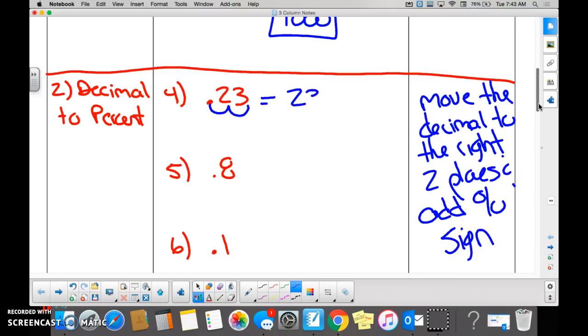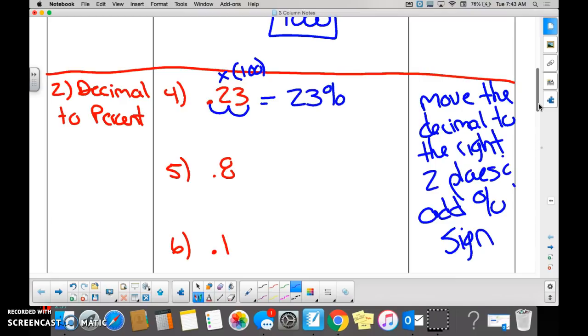It now becomes 23%. And remember from yesterday, the equivalent of moving the decimal point 2 places to the right is multiplying by 100. Okay, so you either need to remember to multiply by 100 when going from a decimal to a percent, or just move the decimal point 2 places to the right. There are some tricky ones here.